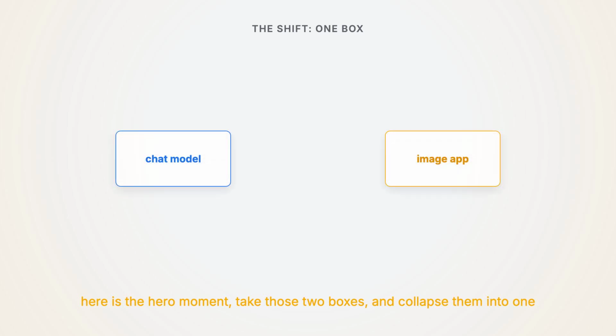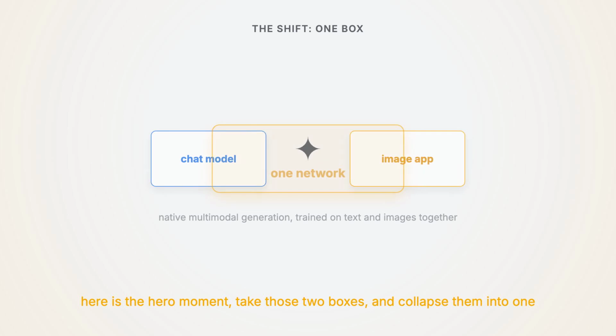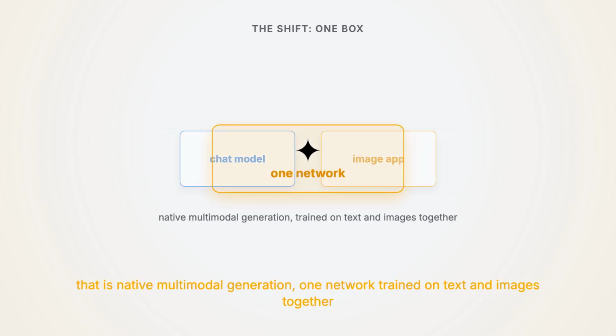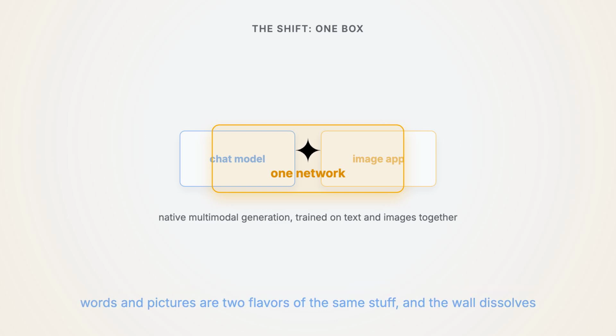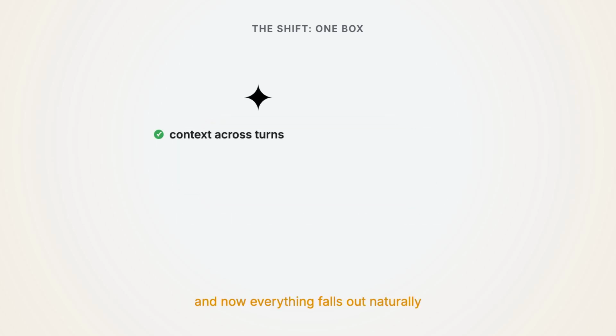Here is the hero moment of the whole video. Take those two boxes and collapse them into one. That is native multimodal generation. Instead of a chat model and an image app separated by a wall, you train a single network from the very start on text and images together, so that to this one model, words and pictures are just two flavors of the same underlying stuff. The wall dissolves, and now everything we talked about falls out naturally.